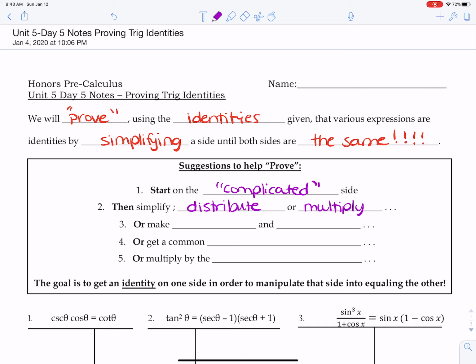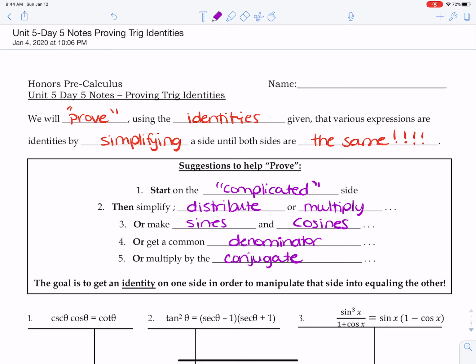Sometimes you might have to just make sines and cosines from the beginning, which is another suggestion. Or you should get a common denominator. And then you might also have to multiply by the conjugate. And we will review what the conjugate is. But these are some helpful tips.